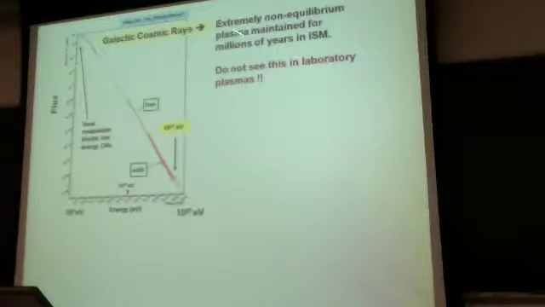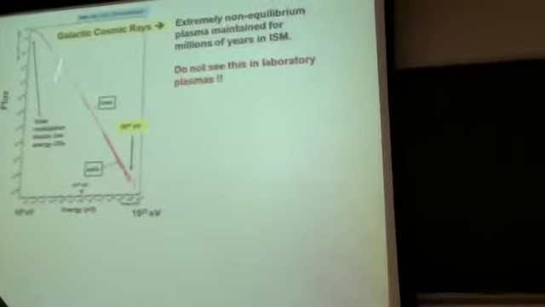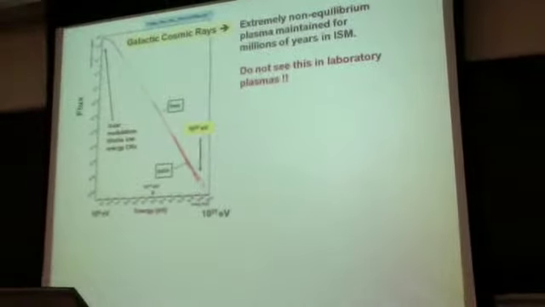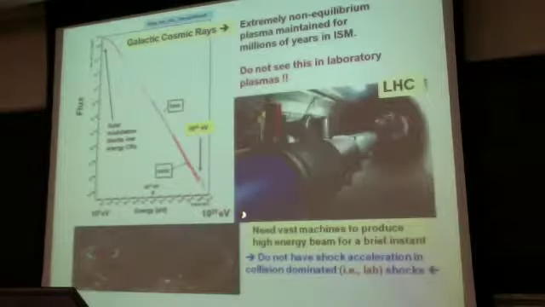So these extremely non-equilibrium plasmas can be maintained for millions of years in the ISM. This is the classic example of the cosmic ray distribution. You do not see this in laboratory plasmas. In the laboratory, you need vast machines to produce a high energy beam for a brief instant because everything is collision dominated. You do not have shock acceleration in collision dominated shocks. So it's a collisionless process.